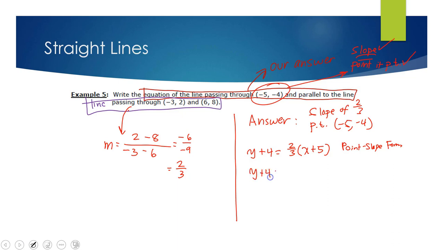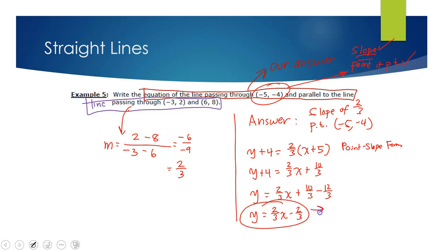But if I wanted to solve it for slope-intercept, I will distribute the 2/3. I'm going to subtract 4 from both sides. Now 4 is the same thing as 12/3. So I'm subtracting 12/3 from both sides. And I combine like terms. The y equals 2/3 x minus 2/3. So that's the equation of the line in slope-intercept form.